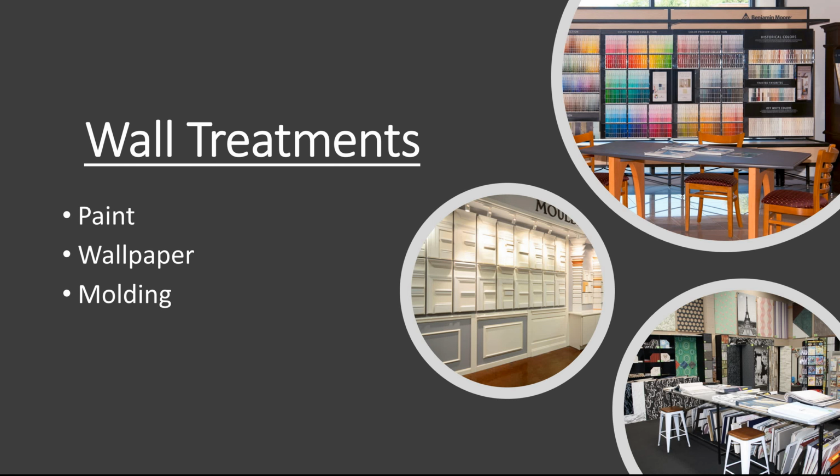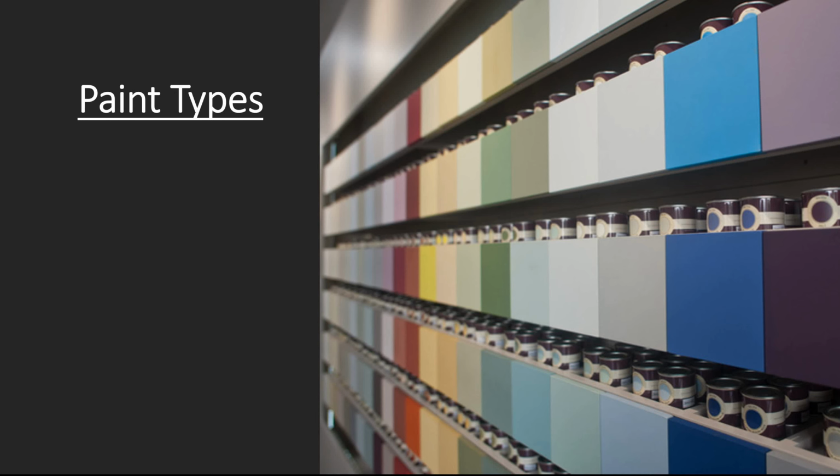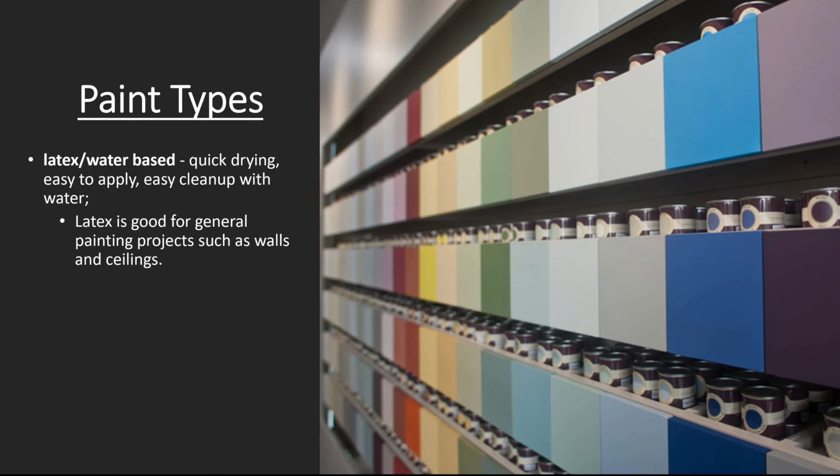I'm going to teach you different types of tips and tricks with paint, and so on and so forth, and I'll show you lots of pictures and examples, and then you'll take a quiz. So let's start with paint types. First, you have your latex and water-based paint. This does dry very quick, and it is easy to apply with easy cleanup. It's really nice to use this because it's water-based, meaning if you make a mistake, usually water cleans it up. It's good for general painting projects such as walls and ceilings.